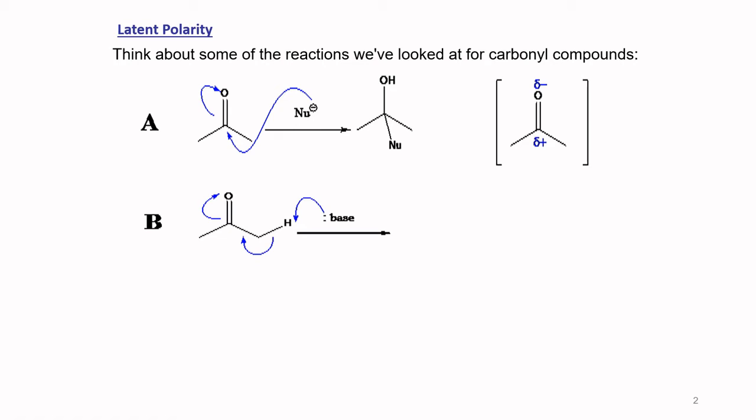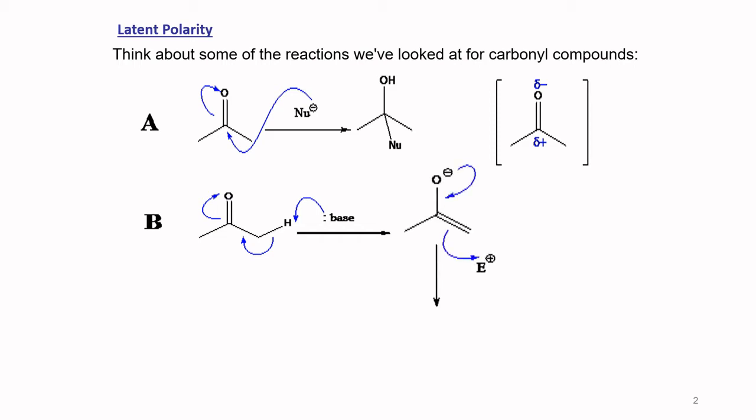Another type of reaction that occurs in carbonyl compounds is when we have a base. What is the function of this base? It is going to abstract the alpha proton from the carbonyl compound, and then the electrons of the C=O double bond will migrate to the oxygen.